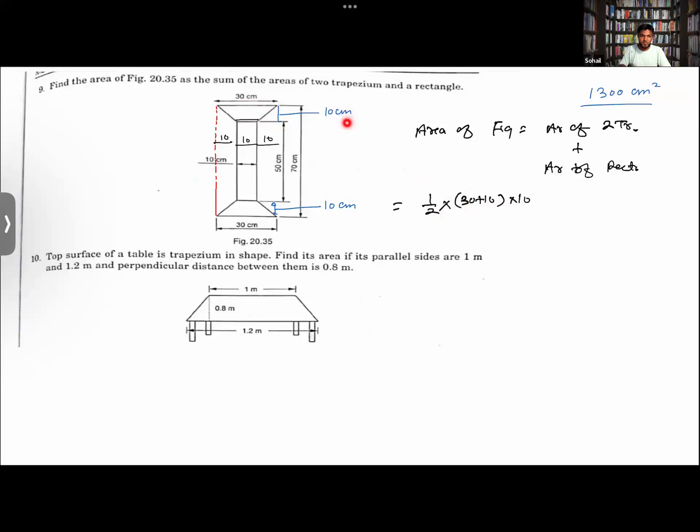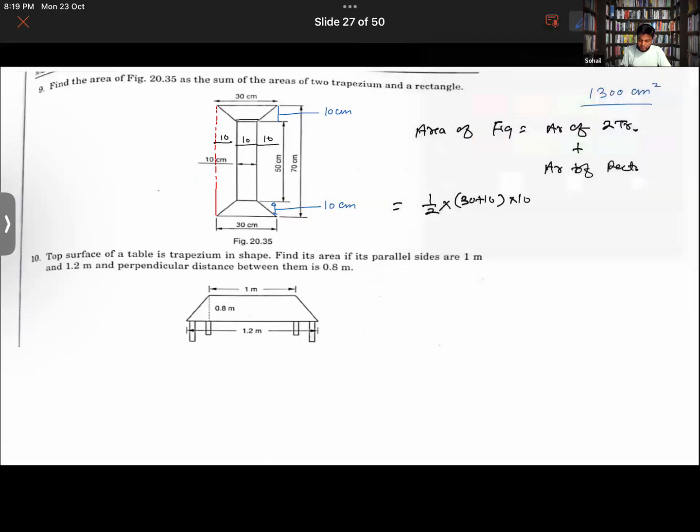Look over here, it's 20, right? 70 minus 50. The total length of the figure is 70 centimeter, right? And from here to here, it's 50 centimeter. So this much and then this much, both will be together 20 centimeter, and each of them measures 10 centimeter. Getting it now?